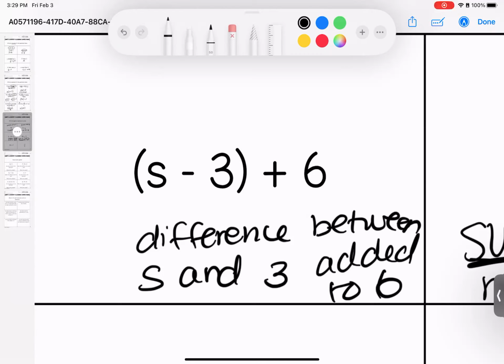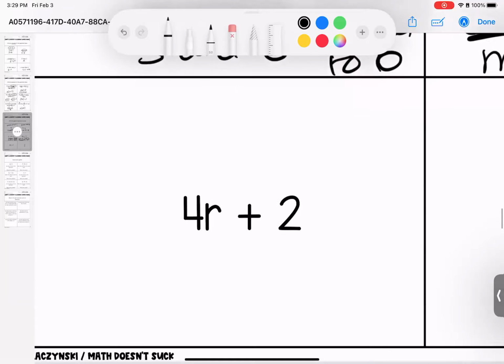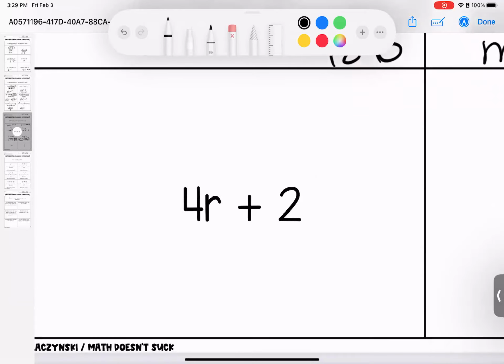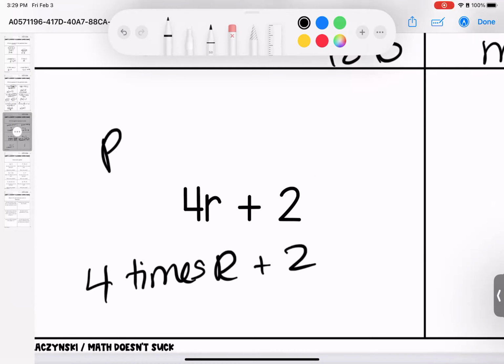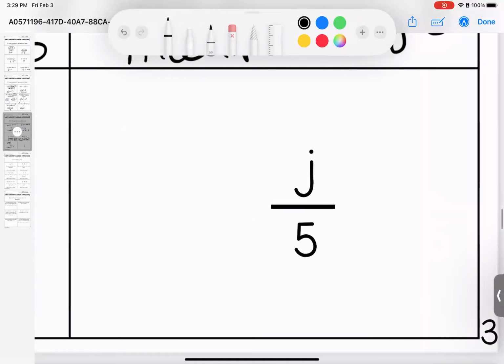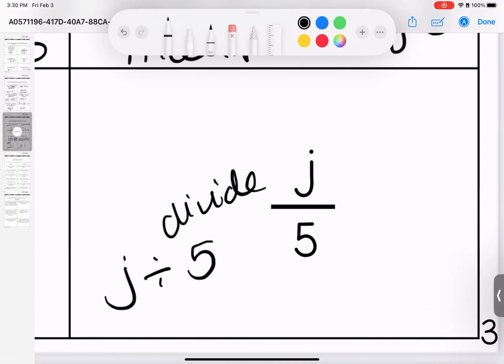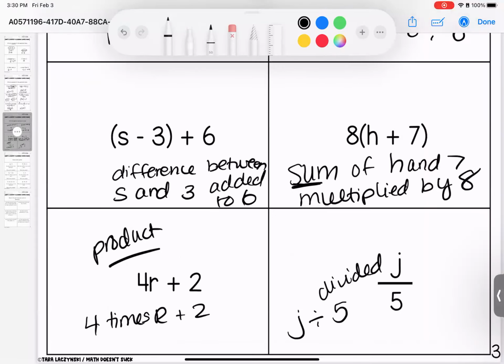We could say the sum of 6 and S minus 3. If you have other options you want to run by me, let me know. 4R plus 2, we could say 4 times R plus 2. We could say the product of 4 and R plus 2. And then over here, J over 5 would just be J divided by 5. Any questions on these?